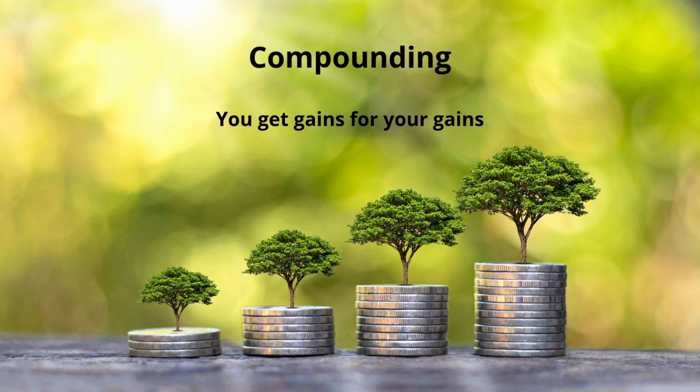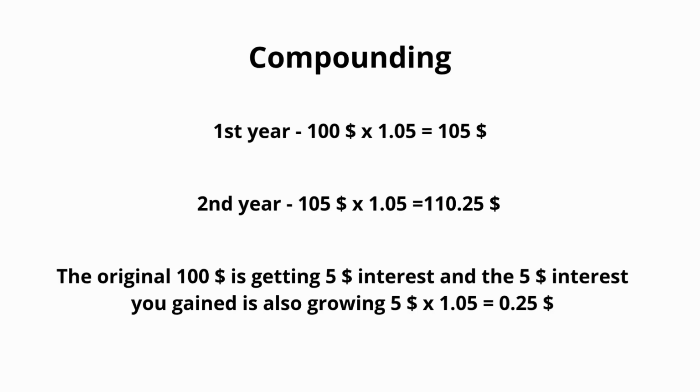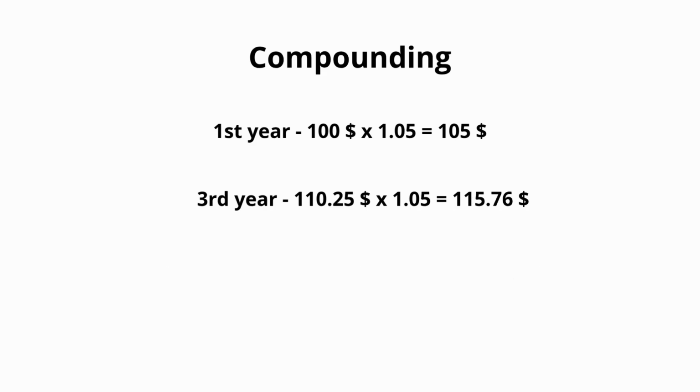And let's go to an example calculation over here. Let's say you invest $100 per year at a 5% interest rate. After the first year, you will have $105. And then after the second year, the $105 grows into $110.25. So the original $100 is getting $5 interest, and the $5 interest you gained is now also growing, and you get 25 cents from that initial interest. And after the third year, you will get this much, because also the 25 cents grows here.